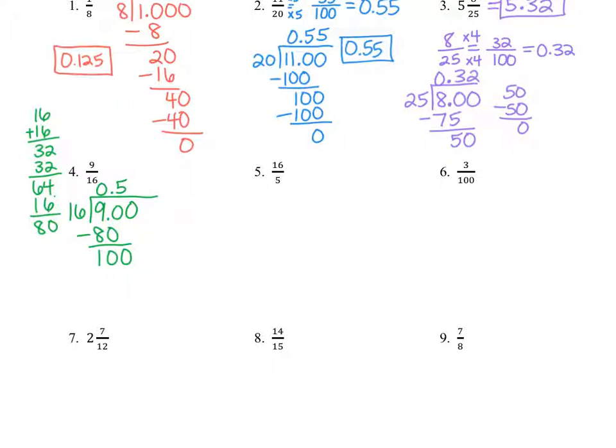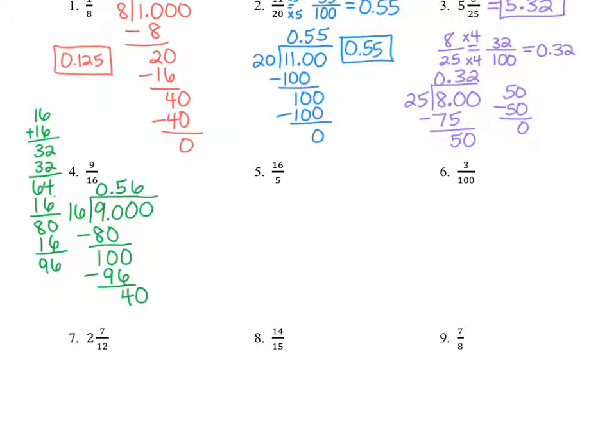So since 16 times 5 gave us 80, if I add one more 16 there, that'll give me up to 96. So that would be 6 times. So if we subtract 96, we get 4. Bring that down. Now how many times does 16 go into 40?